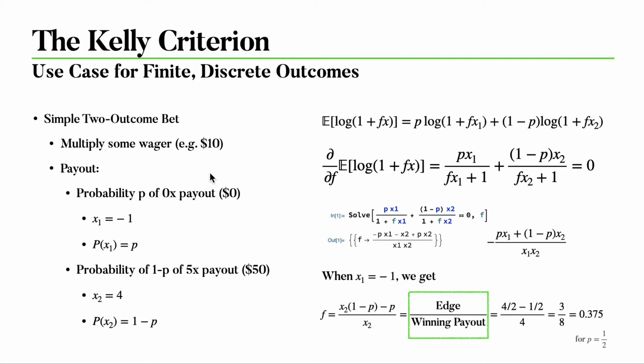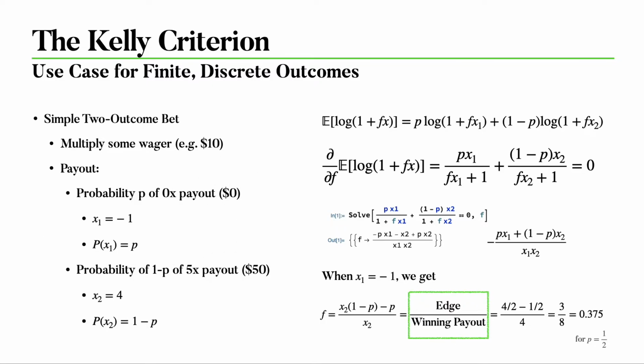So let's do an example. So we have a simple two-outcome bet. It can be a coin flip, say, right? So we have some wager, say $10. This will be some fraction of our bankroll, but we just have some wager. And there are two outcomes. One is we lose our wager, right? So we get a 0x multiple. And the second is that we 5x our money. So we can either 0x our money or 5x our money.